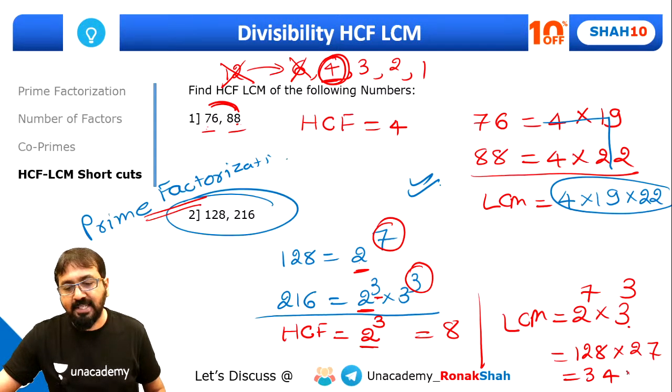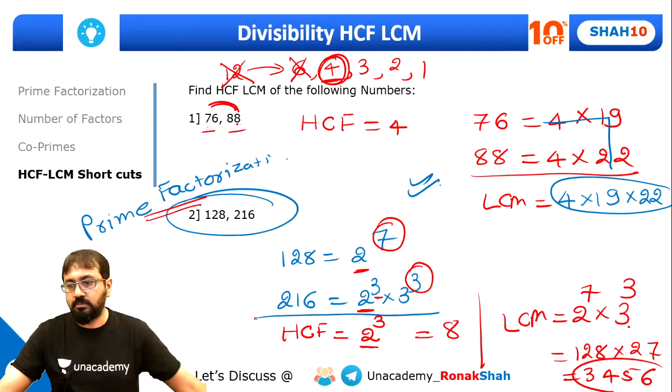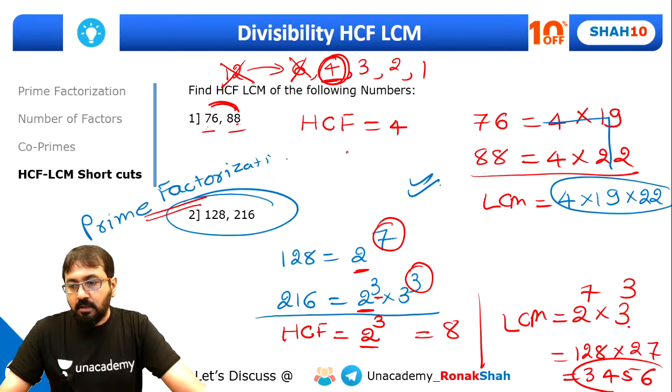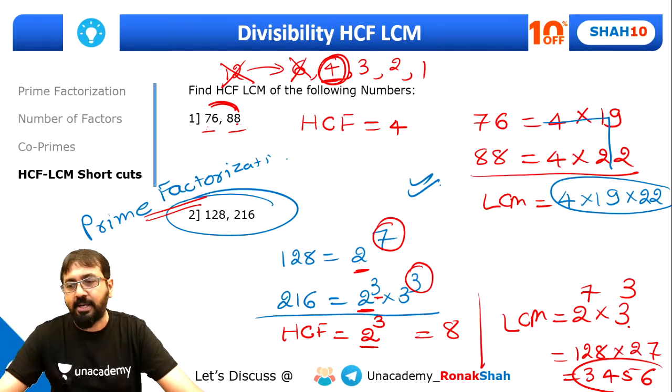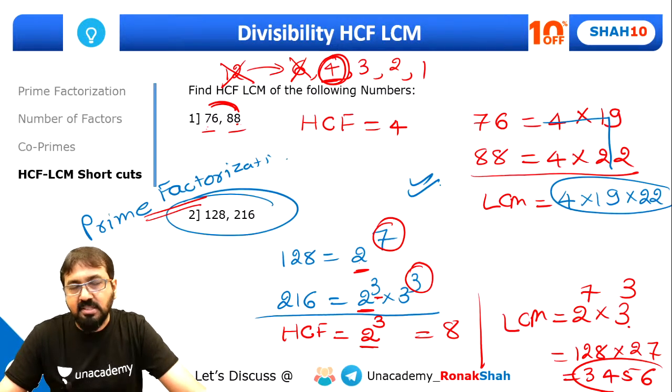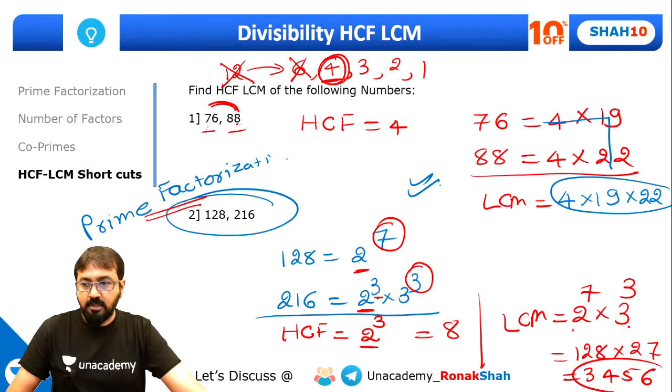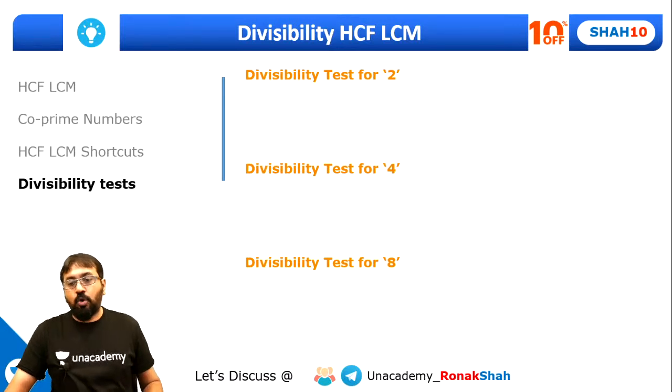This will be 3, 4, 5, 6. Just check, everyone. Is 1672 coming? No, it can't come, because 128 into 10 itself is 1280, so 20 will be something like 2500, and then further 7, so it will be 3456. Just check this thing, this is correct. Okay, fine. Let's go ahead now, guys.